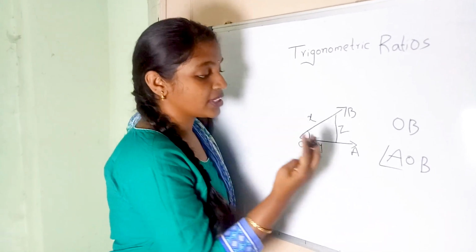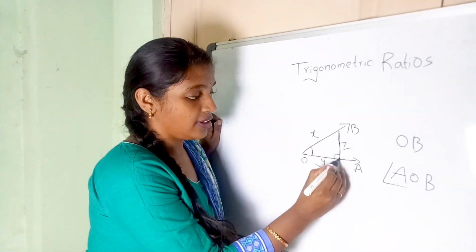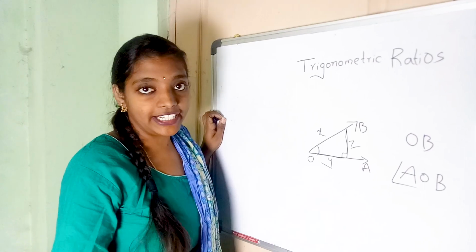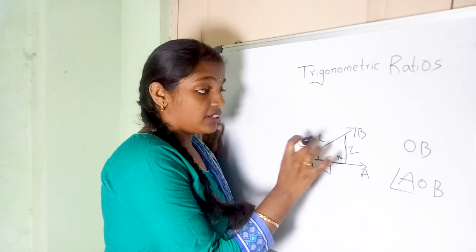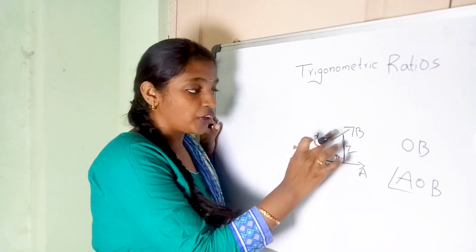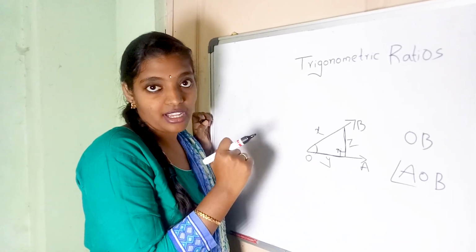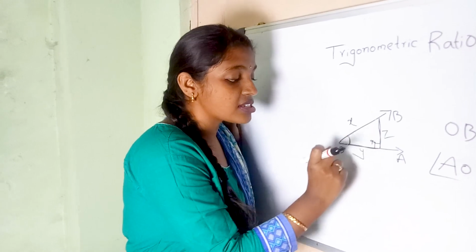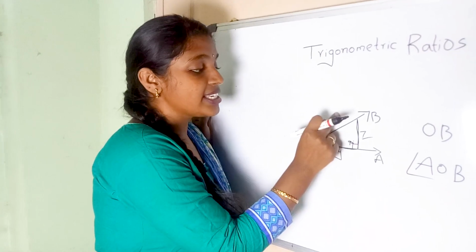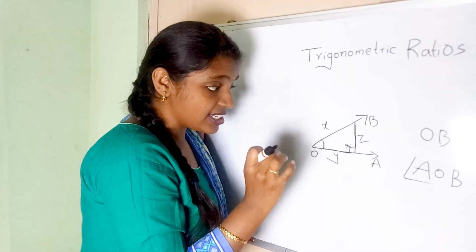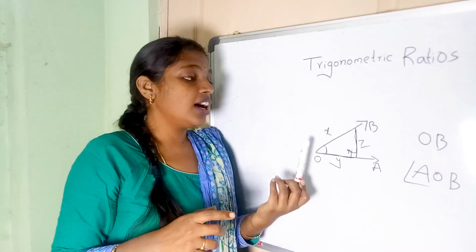Here it is a right angle triangle. You already know the L shape. It forms a right angle, which is 90 degrees. The largest side in the right angle triangle is always called the hypotenuse. In this triangle, the hypotenuse is OB, which is x meters. The largest side is always what we call the hypotenuse.